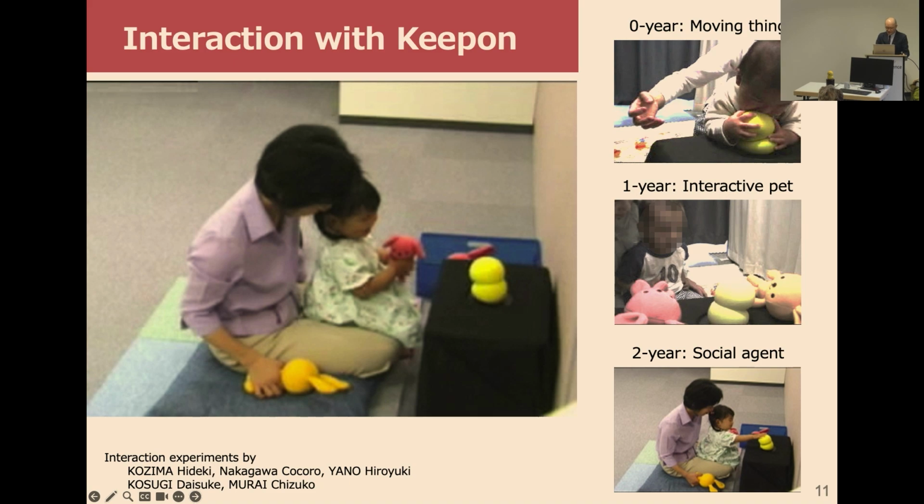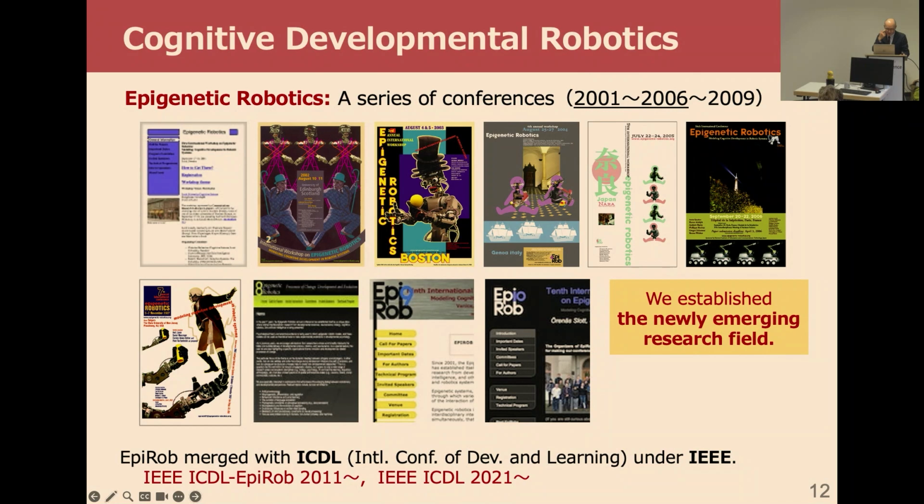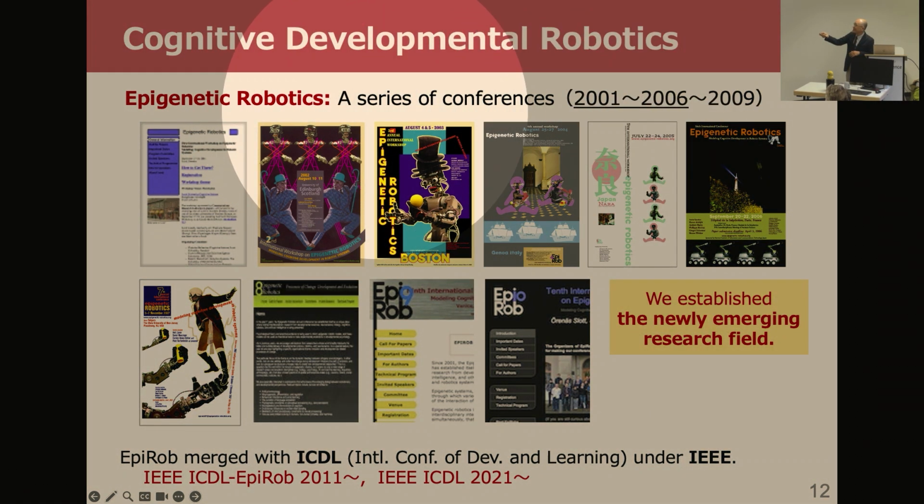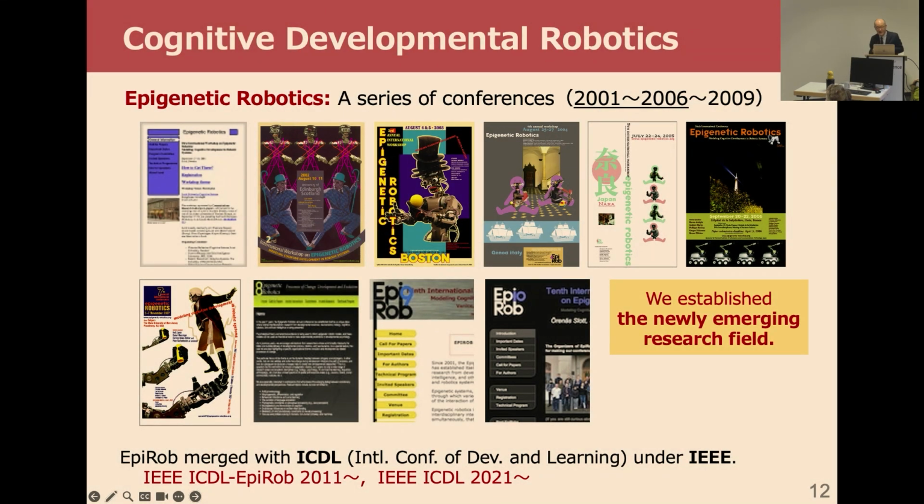So we are working on a lot of things. Anyway, this one is a totally different story, but I organized, a long time ago, a series of conferences by the name of Epigenetic Robotics. Okay? And from 2001, that series of conferences started. I think the first was in Sweden, and then a lot of places, including Japan.